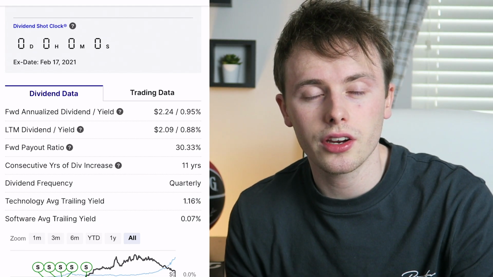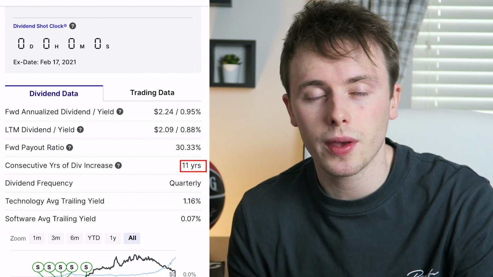Another really important metric here is the consecutive years that the company has paid a dividend. You can see here that Microsoft has paid it for the last 11 years, which is a pretty good standard. But there are some companies that they call the dividend aristocrats, which have been paying dividends for the last 60 years plus, and I'll show an example of one of them at the end of the video.